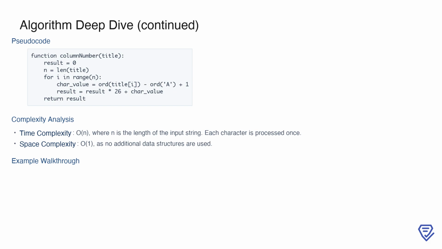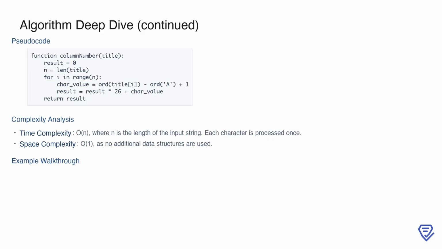We then loop through the string one character at a time. For each character, we calculate its numeric value using the formula ORD(title[i]) - ORD('A') + 1. We then update the result by multiplying the current value of result by 26 and adding the new character's value. This ensures that each character's positional weight is correctly accounted for as we progress through the string. Once all characters are processed, we return the final value of result.